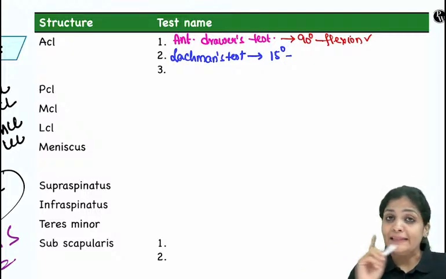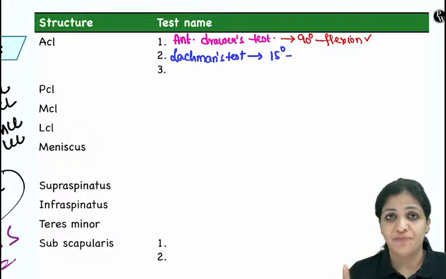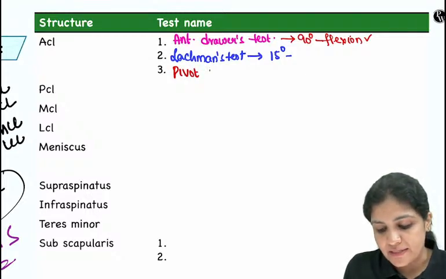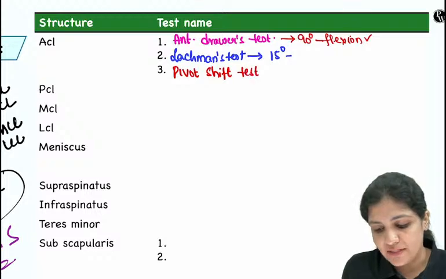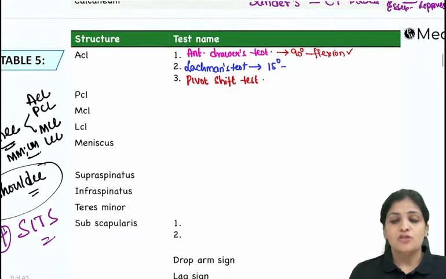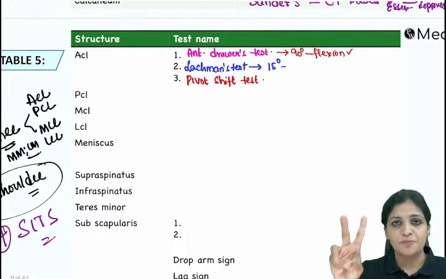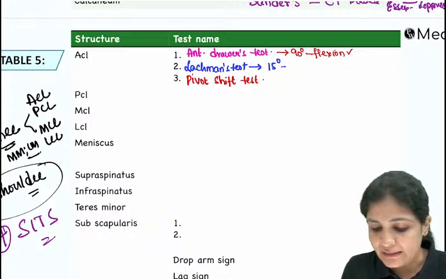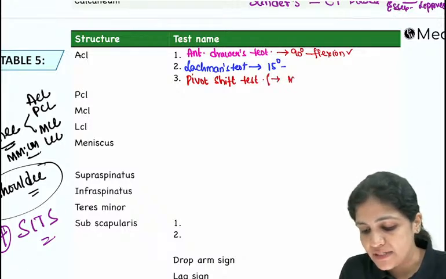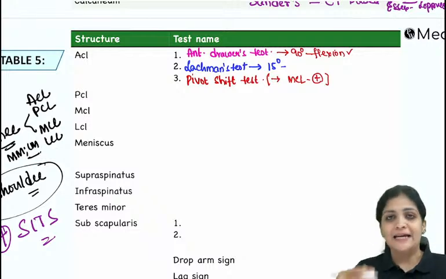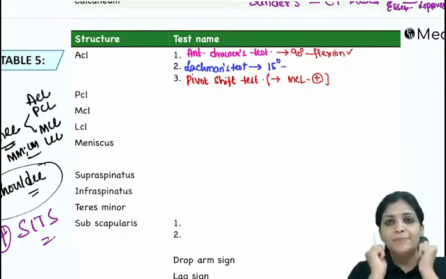And now the third one, the most specific test, is your pivot shift test. So there are three important tests for the anterior cruciate ligament: the anterior drawers, the Lachman's, and your pivot shift test. The pivot shift test is done with the MCL present, and it is done against the MCL.